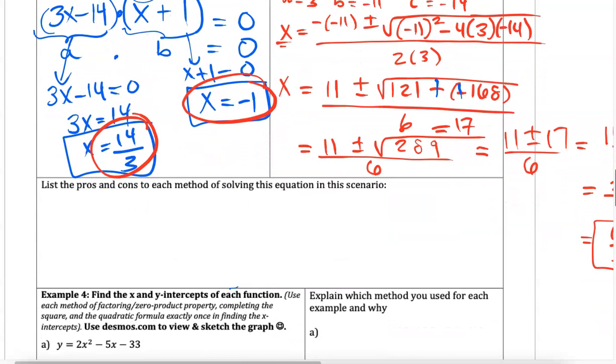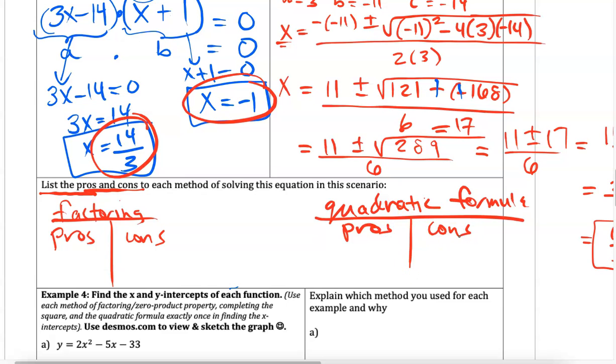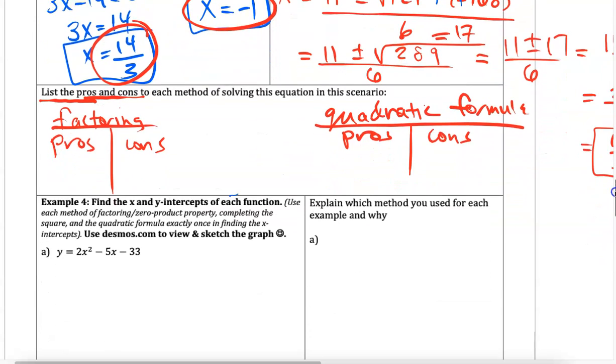And I would like you to consider what were the pros and cons of factoring, right? I'd like you to list them out. Factoring pros and cons. And then what were the pros and cons of the quadratic formula? So I'll be looking for this again when I'm back and I'm stamping your notes. I'll be looking for this pros and cons list for each method.